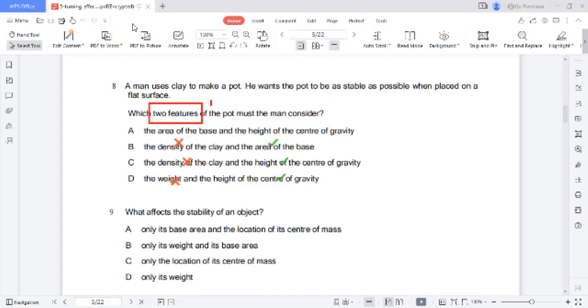So we have option A, the area of the base: the larger the base area and the lower the center of mass. So we are actually in need of this one. It has both possibilities, so we are going to consider this option. This is our correct option.